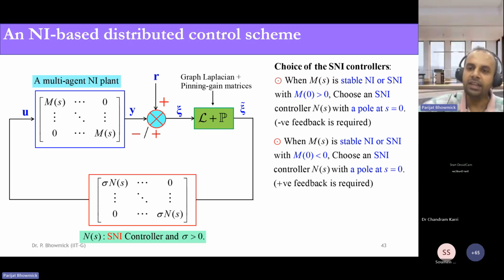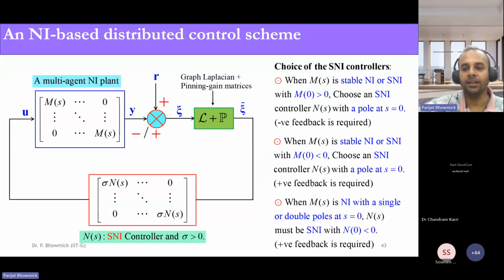For that we need one integrator in the loop, that is one pole at the origin. So if the plant doesn't contribute any pole at the origin, you have to choose a controller which will give us a pole at the origin. Otherwise we cannot show that the steady state error is going to zero. But in that case, the positive feedback scheme will be required, because here the plant has a negative definite DC gain.